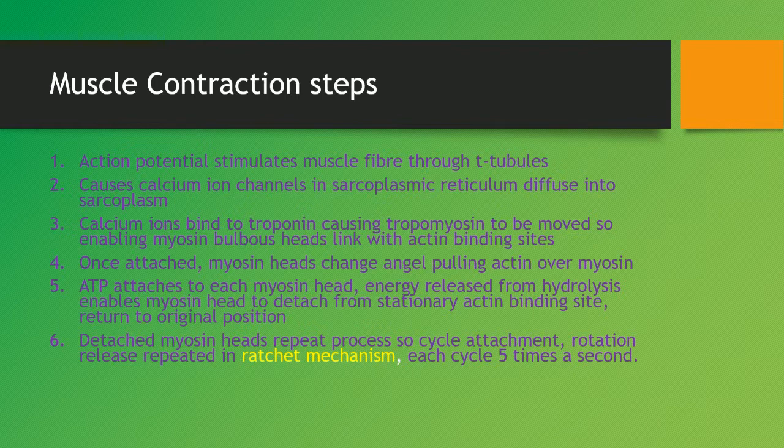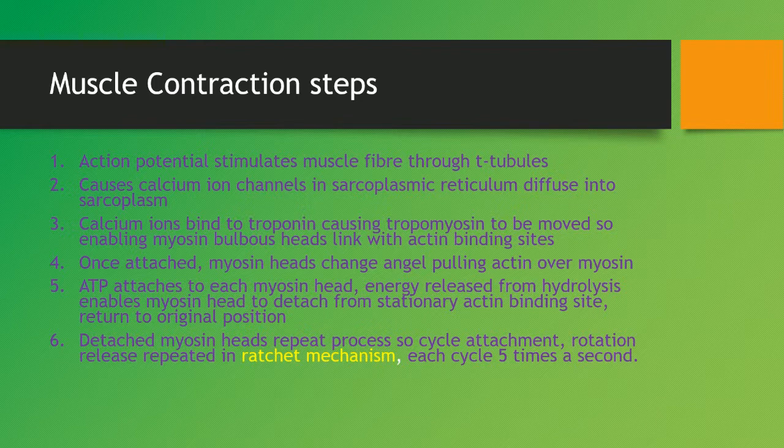ATP will then attach to each myosin head, and the energy released from its hydrolysis will enable the myosin head to detach from the stationary actin binding site. This will then allow the myosin head to return to its original position. The detached myosin heads will repeat this process, so the cycle reattaches, and so on.